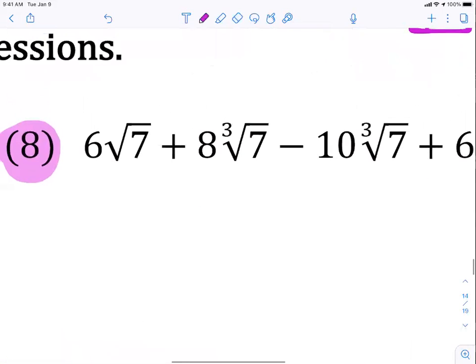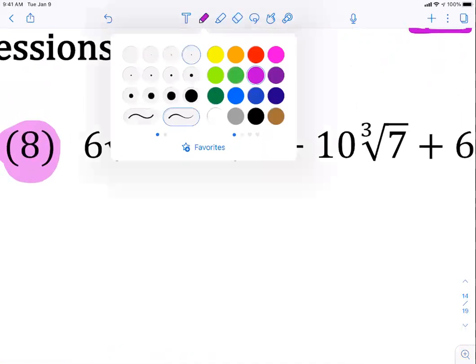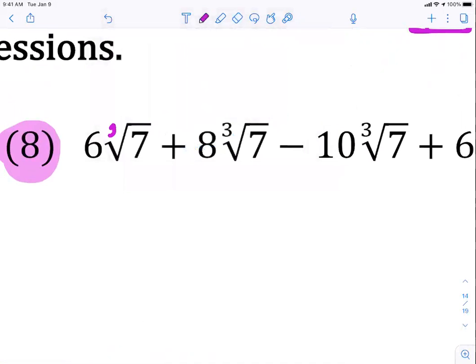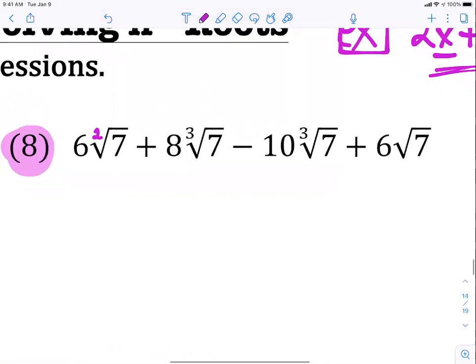So for example, this 6 square root 7, technically 6 root 7, since there's no number listed here, that tells me that that's supposed to be a 2. That's supposed to be a square root. That means technically there is a 2 there, which means anything else that has a root on this problem has to be something else that has technically nothing written or also a 2. And I only see one more down here.